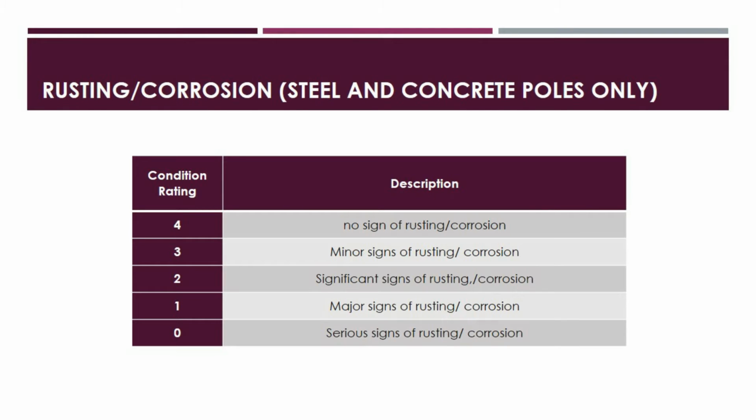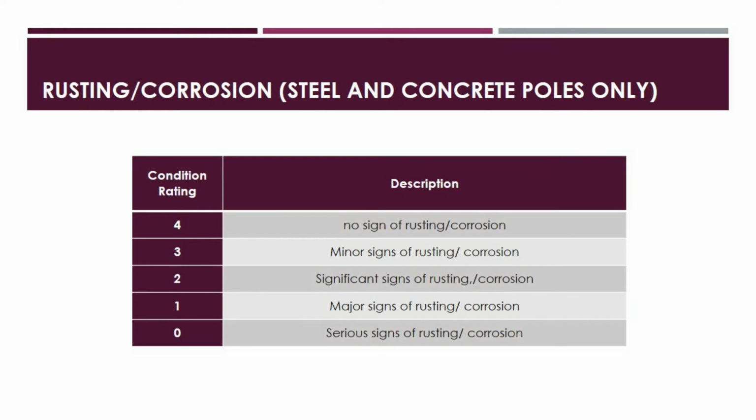And finally, this last category is rusting and/or corrosion, and this category only applies to steel and concrete poles. For a rating of 4, it means that there is no sign of rusting, corrosion of rebar, or concrete spalling on the pole, and the pole is in like-new condition. With a rating of 3, it means that there are minor signs of rusting, corrosion of rebar, or concrete spalling, but it does not require corrective action as it only has minimal deterioration.